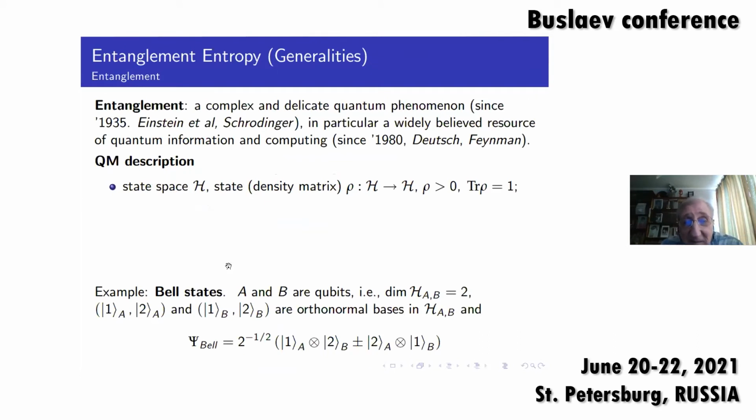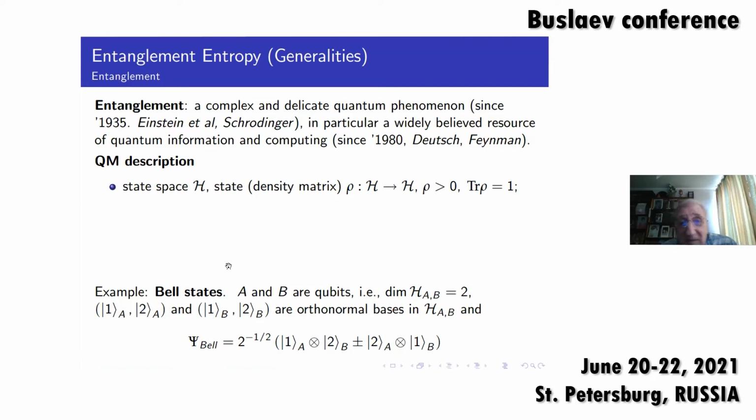First, a bit of advertisement. Entanglement is a quite complex and delicate quantum phenomenon, found by Einstein in 1935 in a negative sense. In fact, Einstein was occupied with constructing a counterexample to quantum mechanics, and he discovered entanglement as a way to show that quantum mechanics is false. The very same year, Schrodinger showed that it is not false, quite the opposite, it's quite useful.